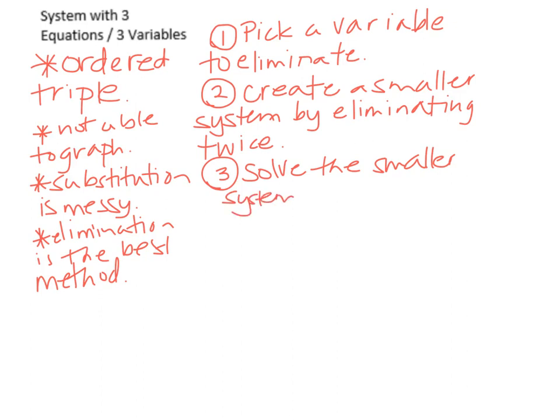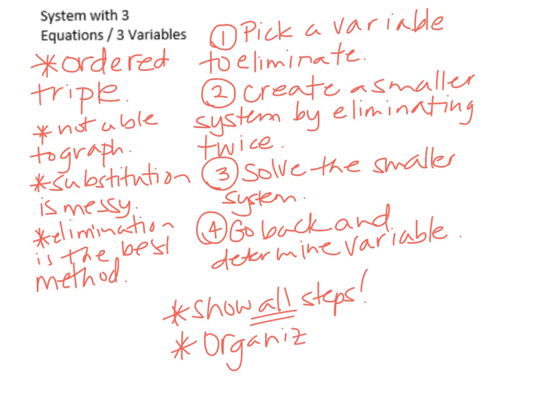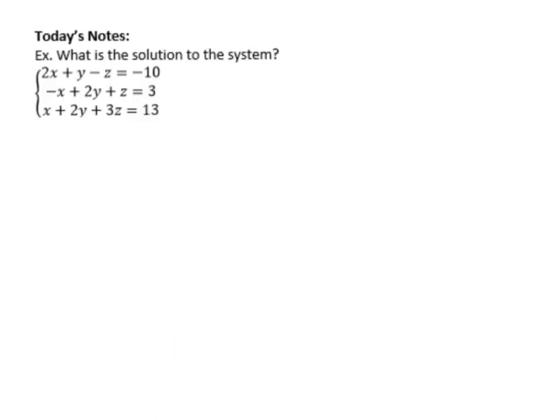Hopefully you have enough room to write our final step. Once you know the 2 variables in that smaller system for step 3, go back and determine your original variable, meaning plug it back into one of the beginning equations. It will be a lot of substitution, and you are going to want to show all of your work, so show all steps and keep it organized. That'll be the best way to follow the process.